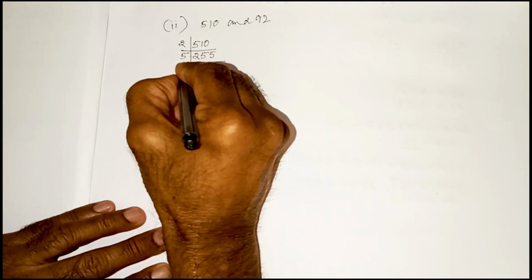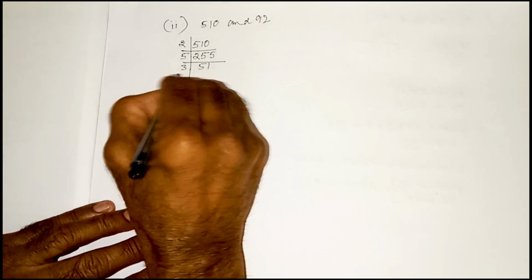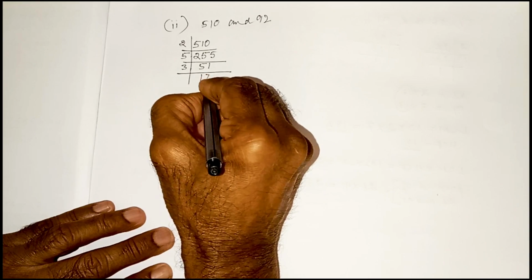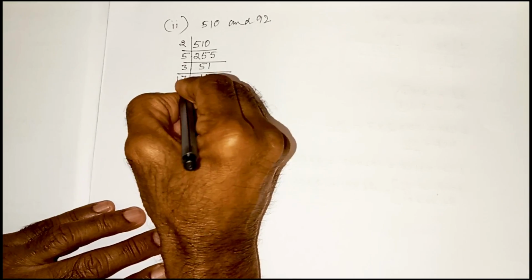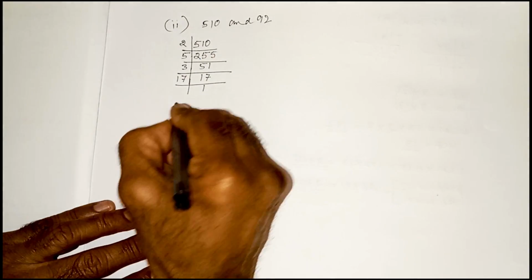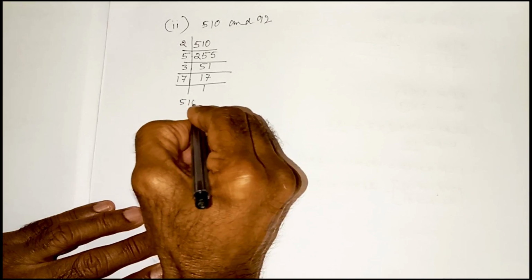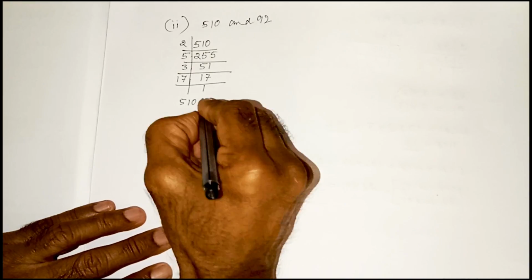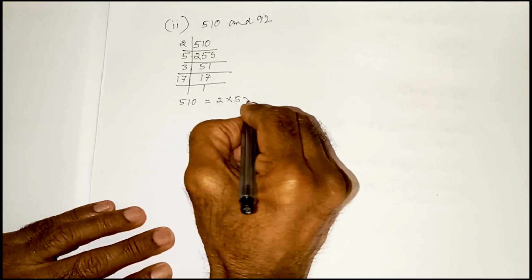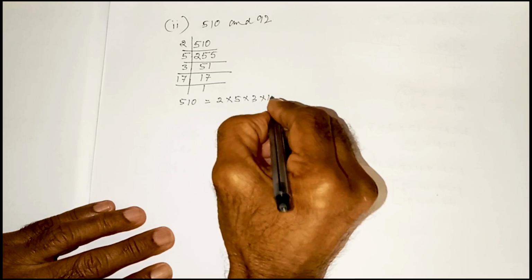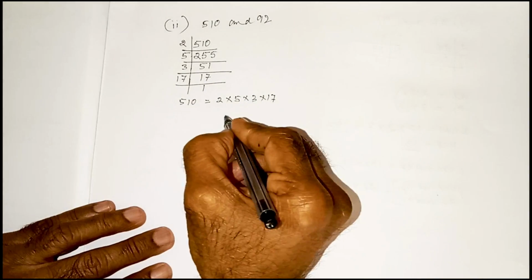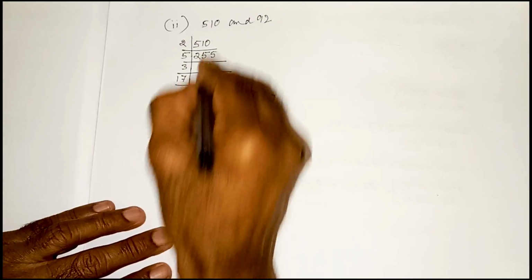Now you try with 3. 3 into 1 is 3, you get 21. 3 into 7 is 21. You can only try with 17 further. 17 into 1 is 17. You find that the factors of 510 are 2 into 5 into 3 into 17. This is the answer for the first number.